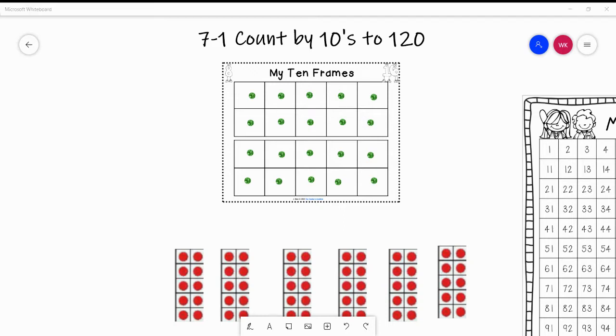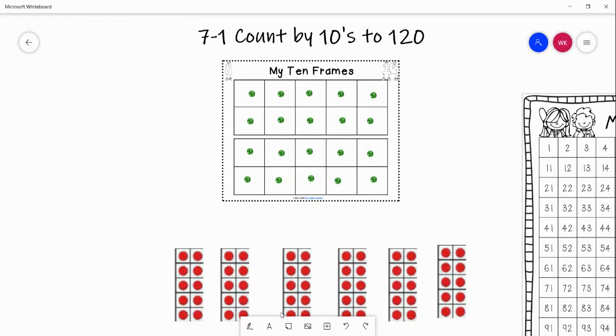Hi, first grade. We are going to go over chapter 7 today, which is 7-1, count by tens to 120.